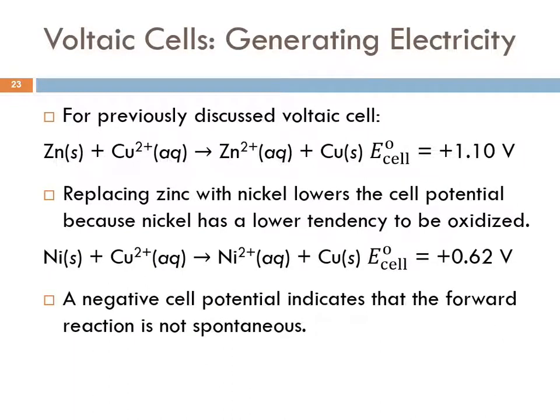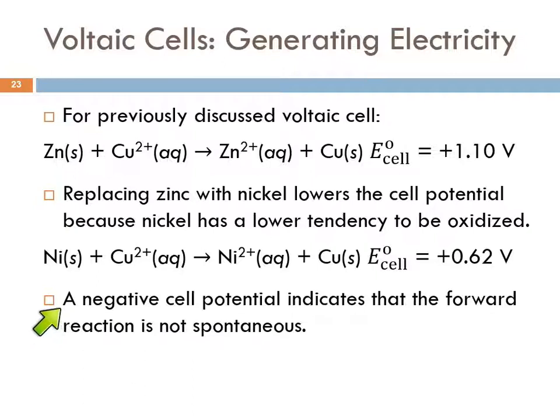So for that first voltaic cell that we were talking about with the zinc and the copper, the standard cell potential for this is plus 1.10 volts. If we take the zinc out and replace it with nickel, nickel has a lower tendency to be oxidized. It's not as crazy about giving up electrons. It's more reluctant to do that. So we put a nickel electrode in there instead. The standard cell potential is going to drop to plus 0.62 volts, just because nickel does not give up its electrons as easily as zinc does.